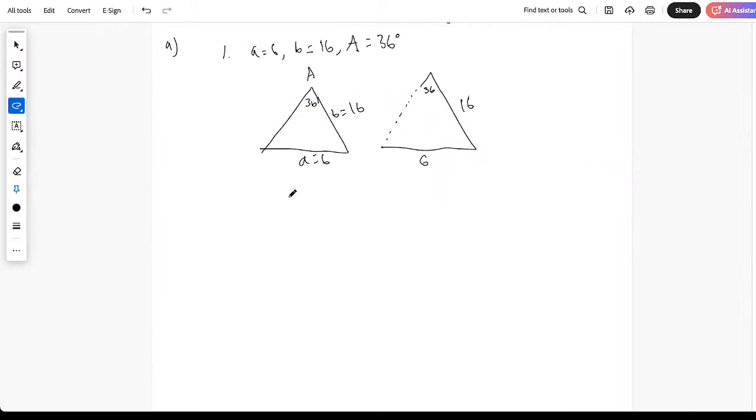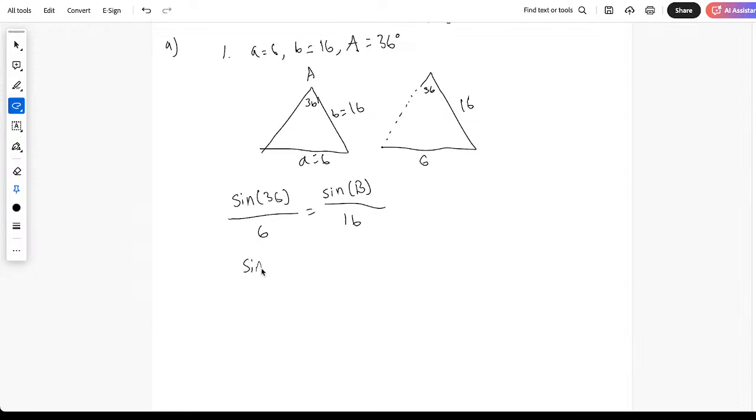So take the sine of A, which is 36 over 6, because that's opposite. And let's try and find B. So we need the sine of B over 16, because that's side B. So solve for B. Okay.